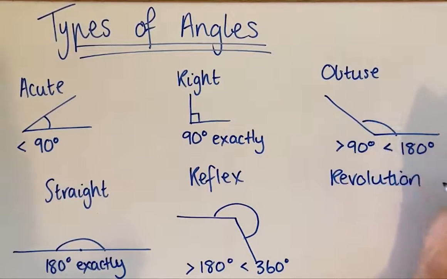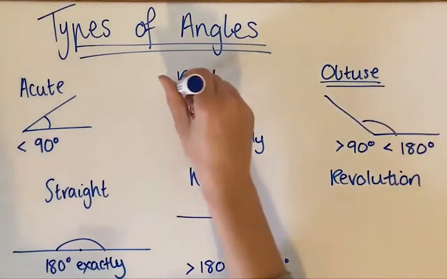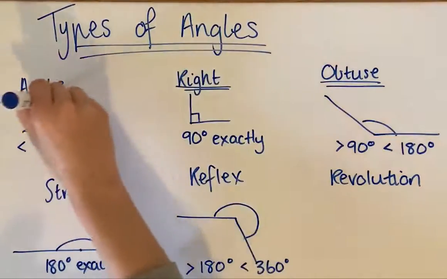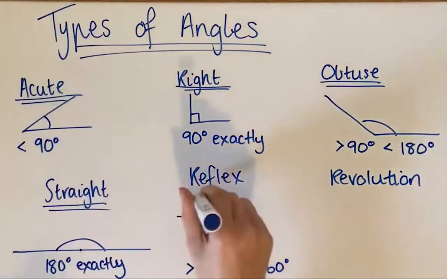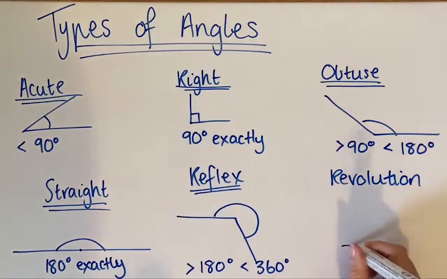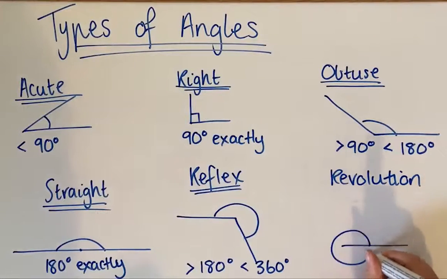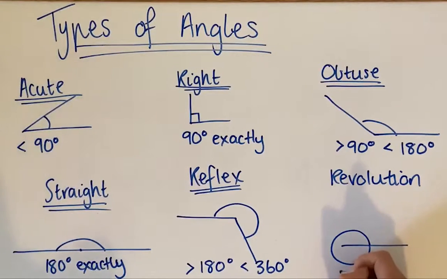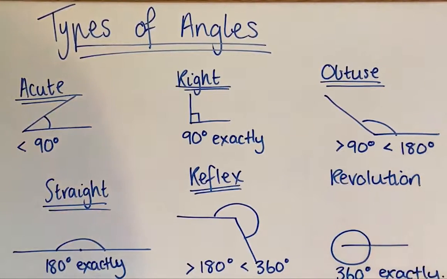is a revolution. It is known by other names, but in Australia, the most appropriate term that is used is a revolution. And that is an angle that has gone completely the whole way around, meeting back at the start, and they are 360 degrees exactly. So they are the 6 different types of angles.